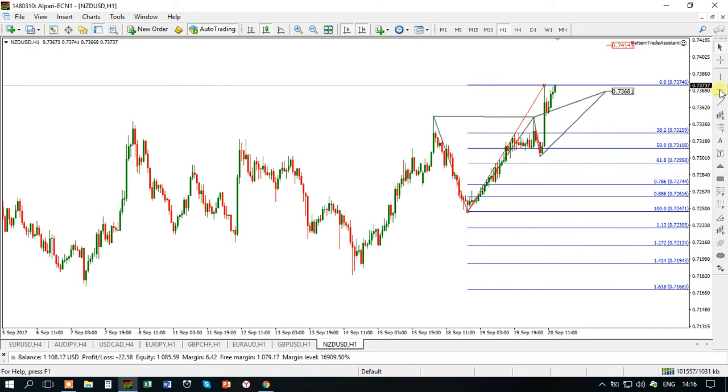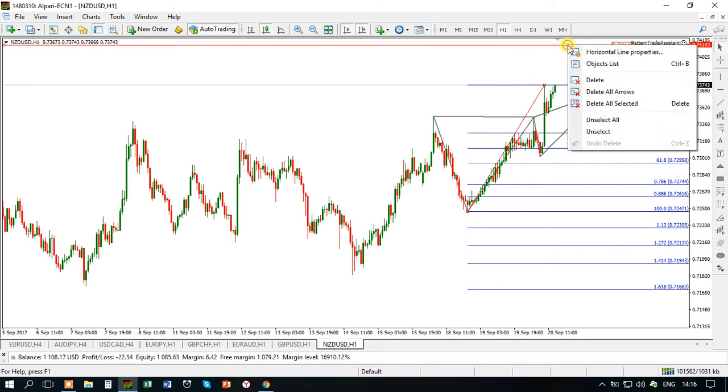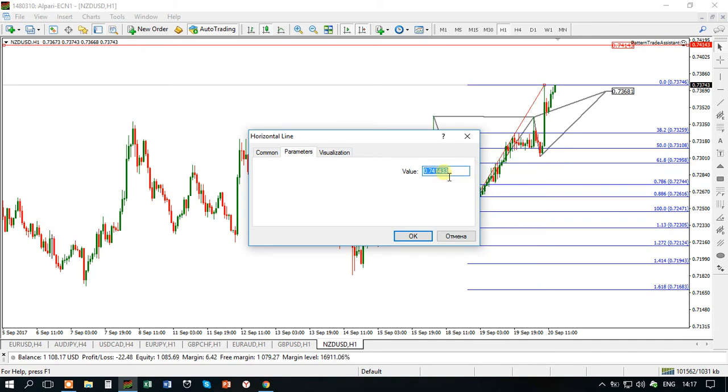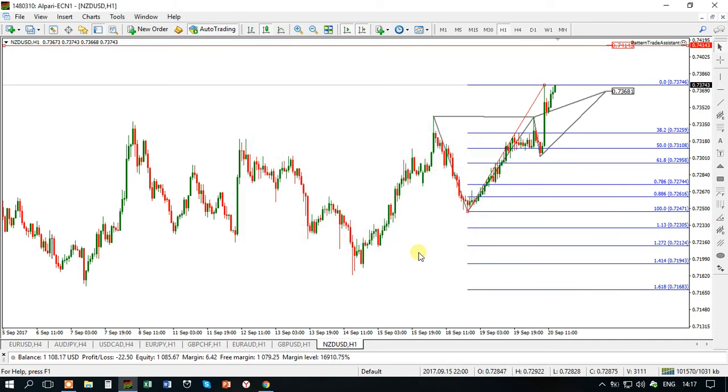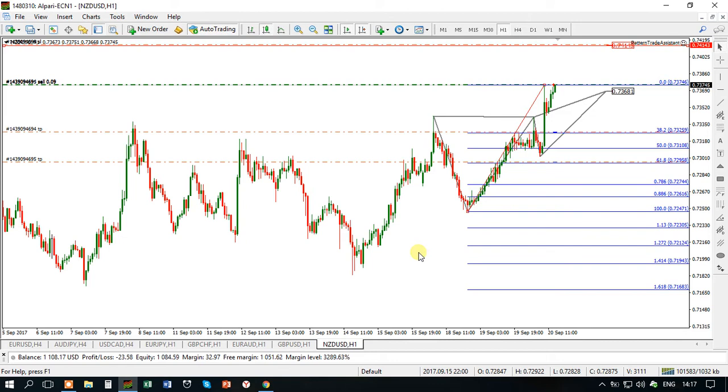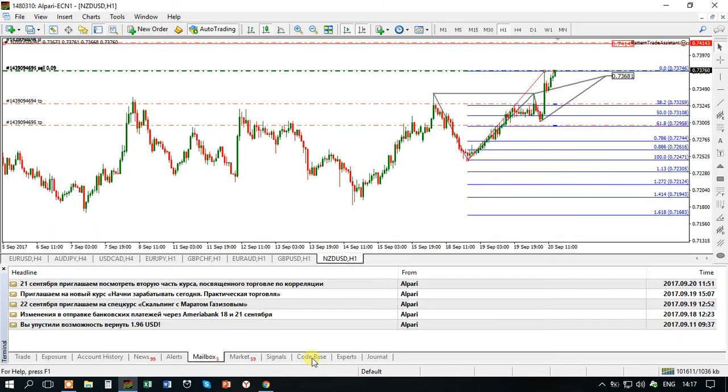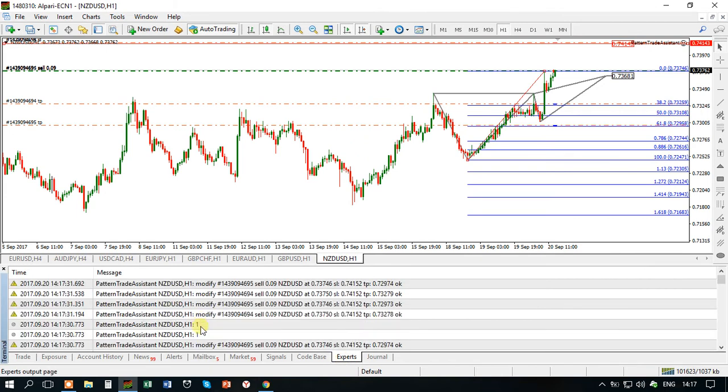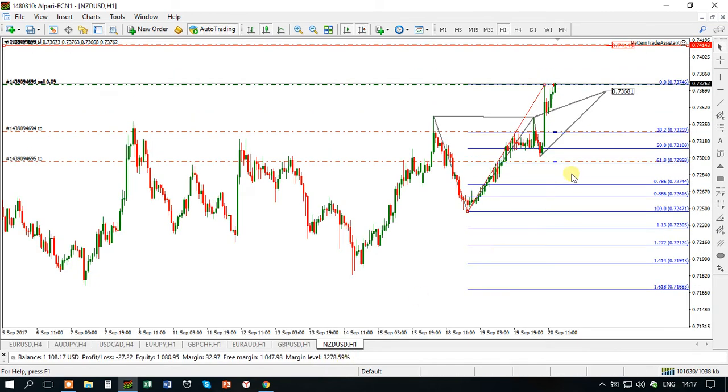And I go here to place my stop, 74.143. Done. And this time I will press the letter M at market. You see, right now I had sell instead of sell limit. And immediately it started being modified by Pattern Trade Assistant because we are violating the extreme. As price violates the extreme, immediately it is being modified. Look at this, New Zealand Dollar, modify, modify, modify. You see? It is very hard to modify it manually.